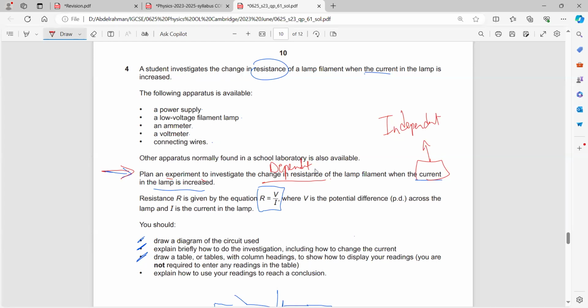For this question, the range of values would be the current that you are changing, for example 1, 2, 3, 4, 5 amperes, the independent variable. Depending on the value of the current, you will measure the resistance. You have to use the equation R equals V over I. Therefore, you must have a voltmeter as well.